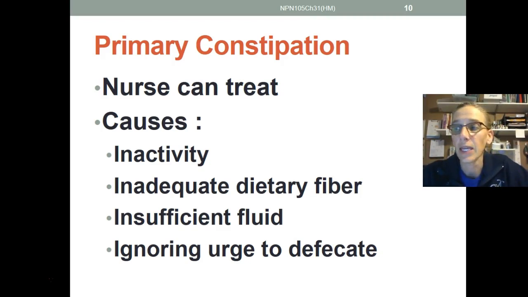Now, this is a big thing with kids. They often ignore the urge to defecate, especially when they're potty training. They hold it in, then they get constipated. Then they have pain when they have a bowel movement, so they're scared to have another bowel movement. And then we have this vicious cycle.